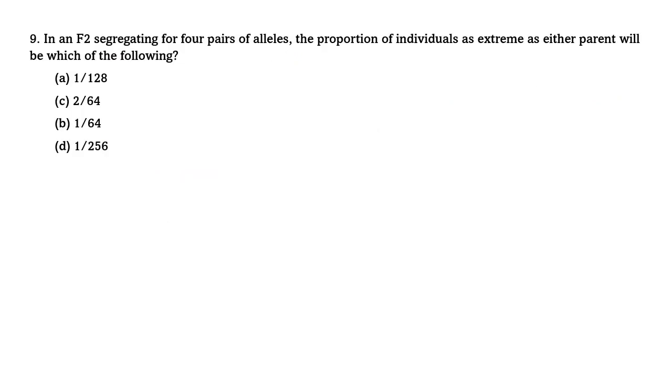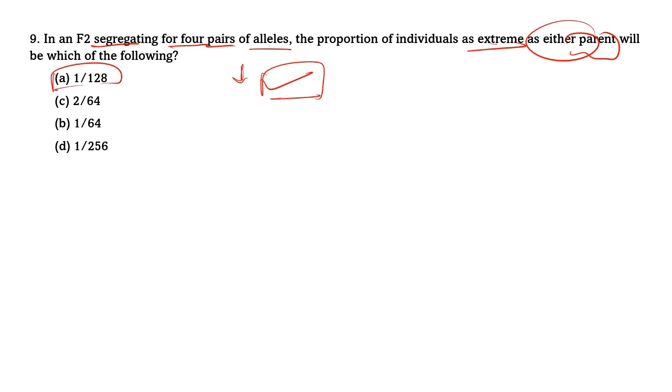Next question. In an F2 segregating for 4 pairs of alleles, the proportion of the individuals as extreme as either parent will be which of the following. I have already explained this question in part 1. You can go and check it if you have missed it. So the answer would be 1 by 128.